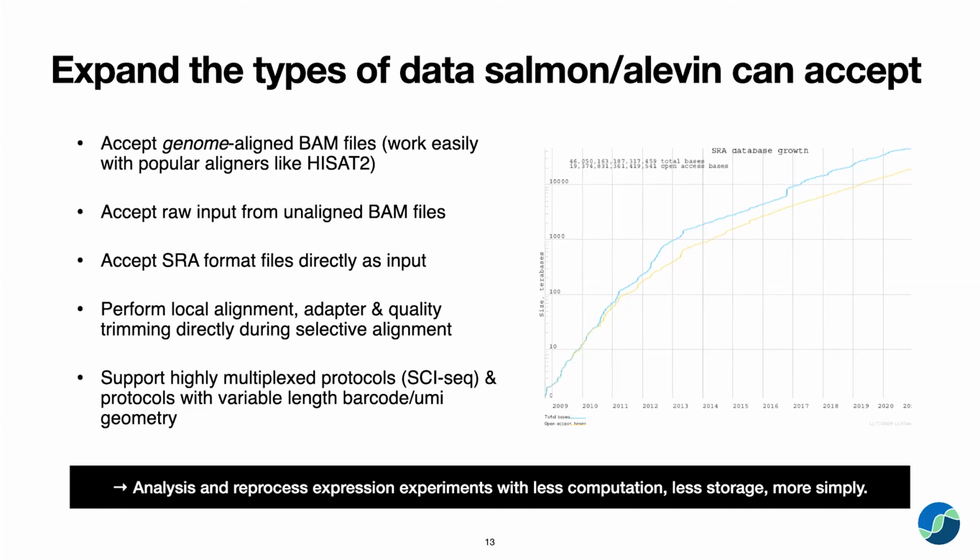Some of these are interesting algorithmic problems, and some of them are interesting engineering problems. For example, you might think accepting genome-aligned BAM files is just writing a new file type reader, but there are some technical challenges: Salmon has to process the paired ends of the reads together, but those may be very far apart in the BAM file.